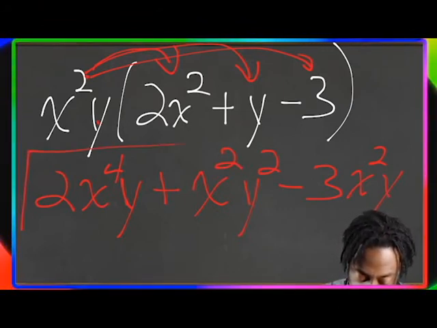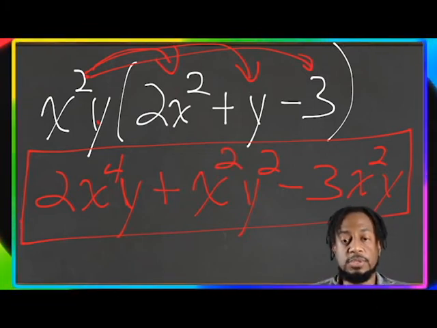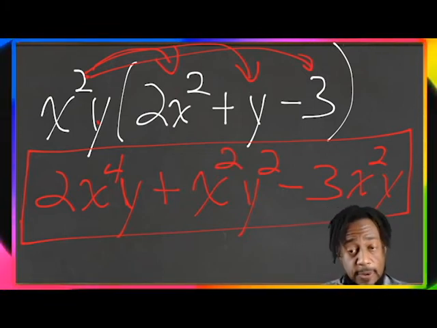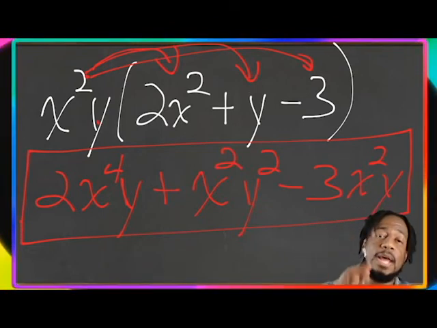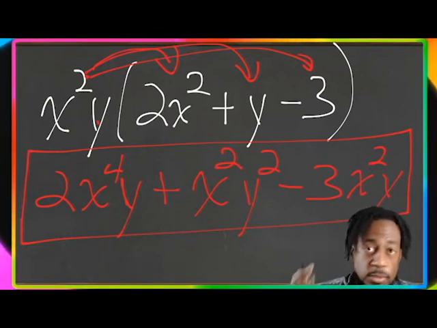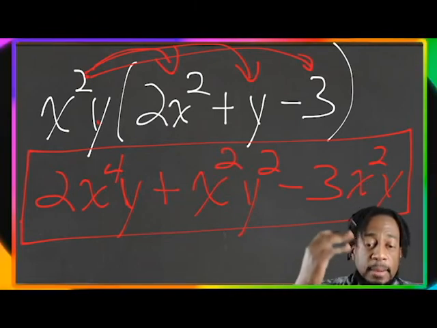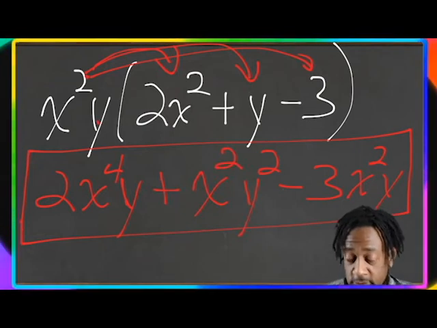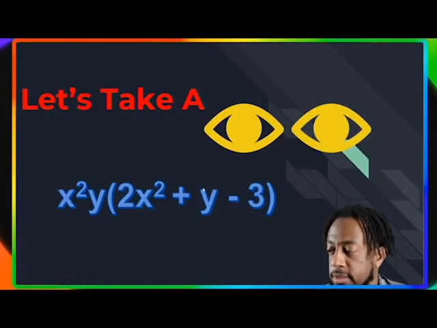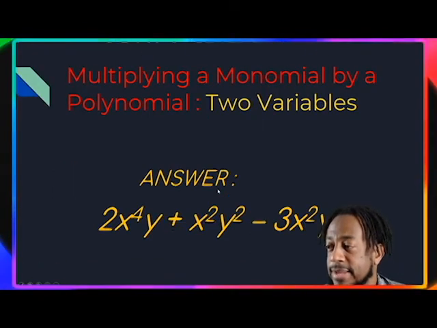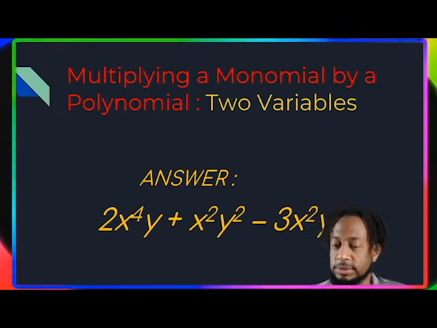Are you done? Yes. Make sure you look and see if they have like terms. But you are done. Remember, one at a time. The x's go with the x's. The y's go with the y's. The constants go with the constants. Put it down there. You got it. Okay? Feel free to rewind. There's your answer.